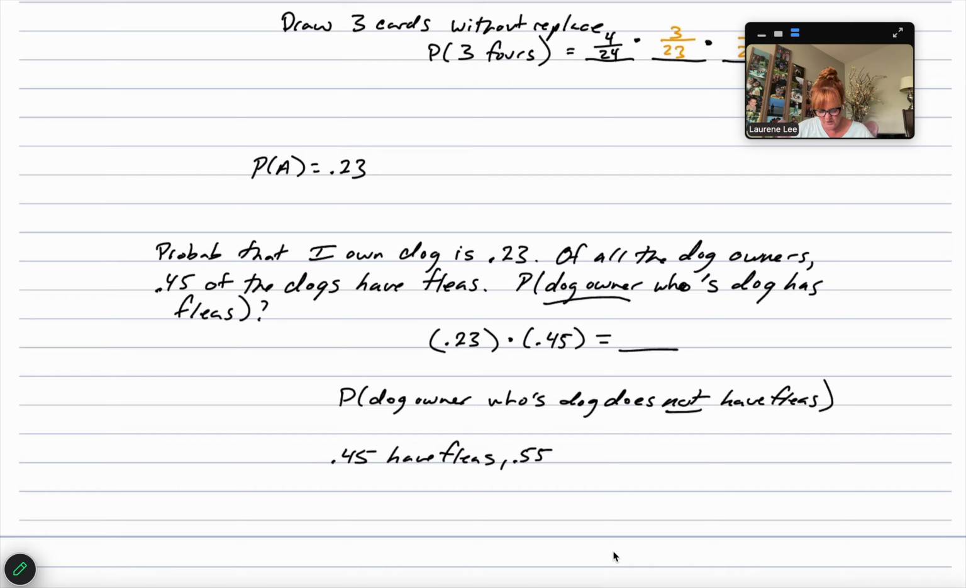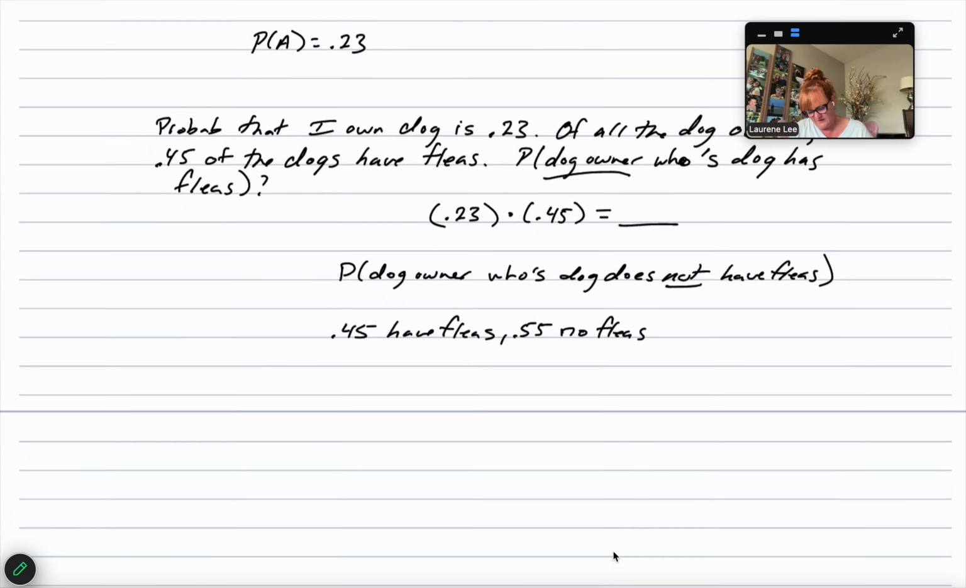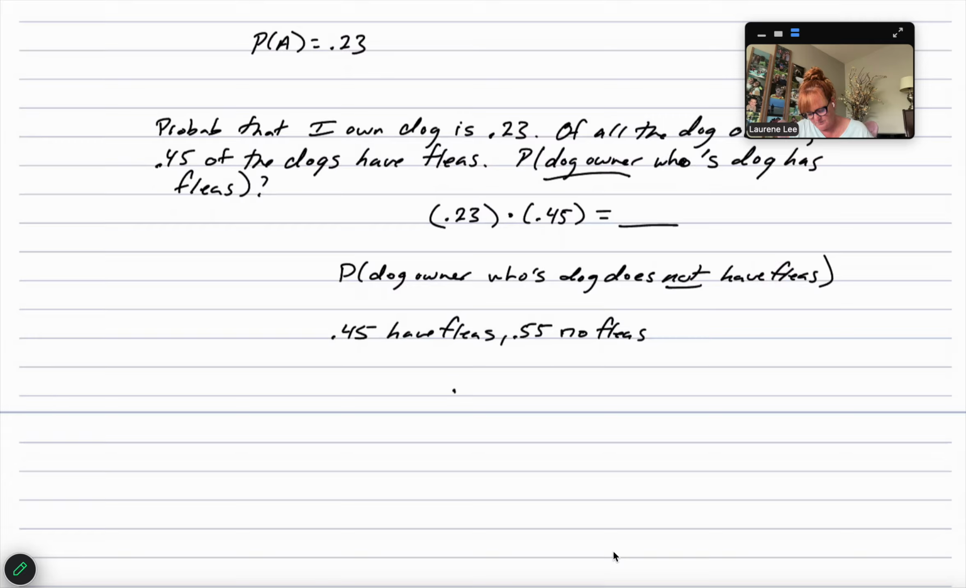Notice that 0.55 and 0.45 add up to 1. That's 100% of the people, or the dogs. So 0.55 don't have fleas. So now if I want a dog owner, that's going to be 0.23. And that whose dog doesn't have fleas, that's going to be 0.55. And you multiply those out to get your answer.